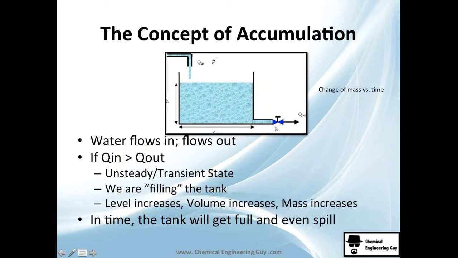But what happens when we have 10 liters coming in and we're still taking only 5 liters out? Well, you will know we're going to increase the level. We're filling it. We have a delta of 5 liters. So we still have a transient state. We're filling the tank and we're going to increase the level, the volume, and the mass.